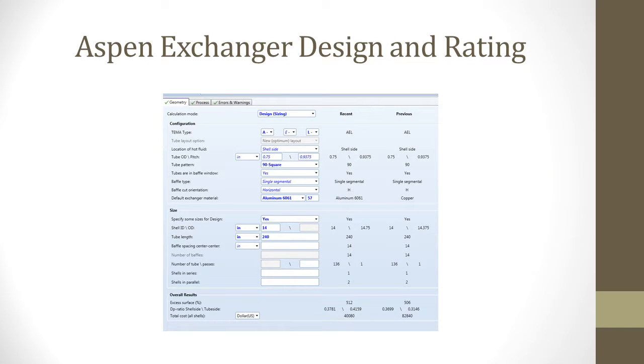For our Aspen design, we chose to use an AEL configuration where A stands for channel and removable cover, E stands for one-pass shell, and L stands for removable channel with a flat cover. This allowed for the easiest design to be cleaned. The length and inner diameter were specified by the problem statement, and we chose a tube pattern of 90 degrees square for the most heat exchange, and we also chose aluminum 6061 because it was the cheapest and the lightest for our final design.